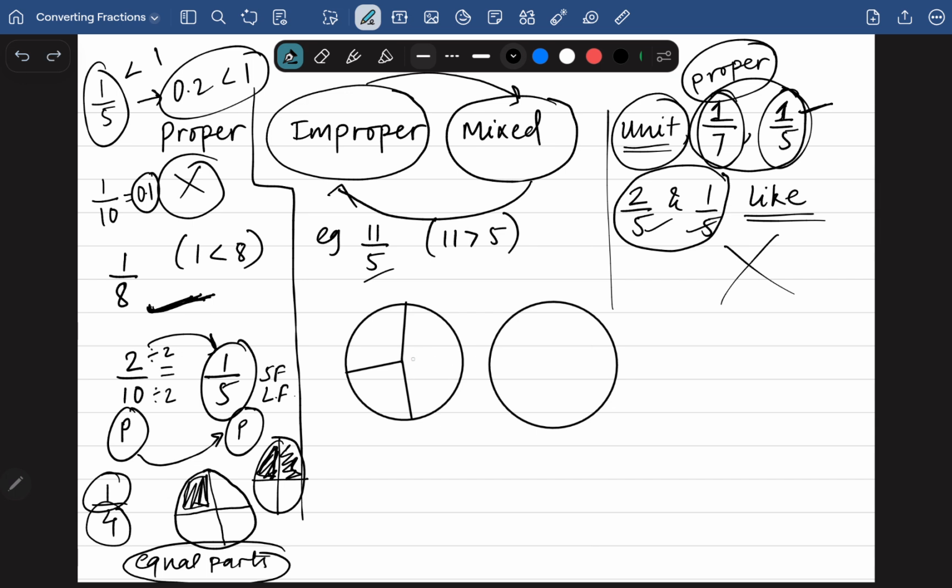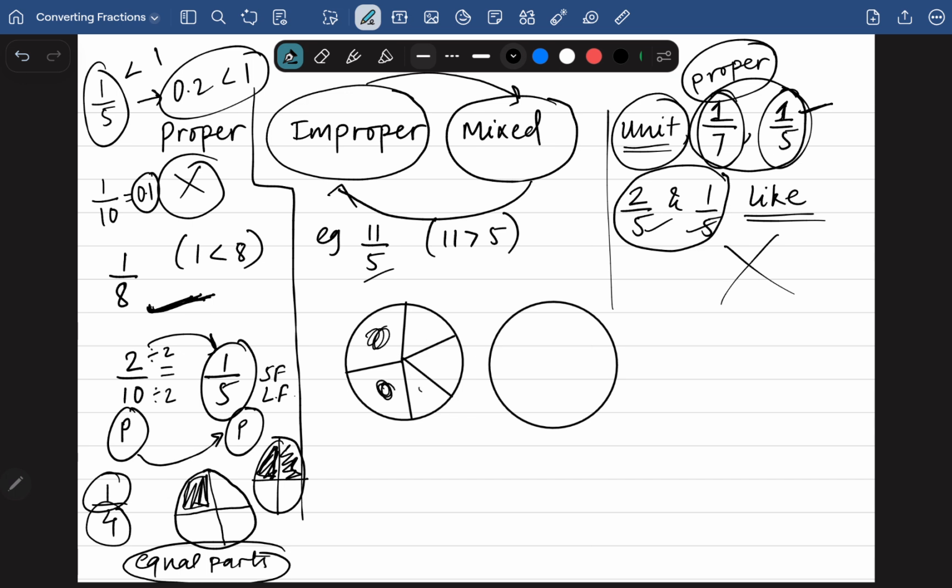Let me draw it nicely. This actually doesn't look like equal parts, but for our understanding's sake, we can consider that all these parts are equal. So how many parts are to be considered? 11 parts, but I have a total of 8 slices, so how can I consider 11? That's where the improper fraction comes into place.